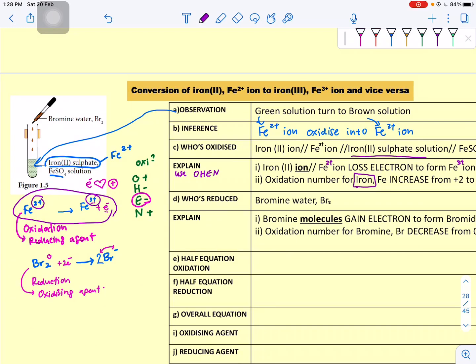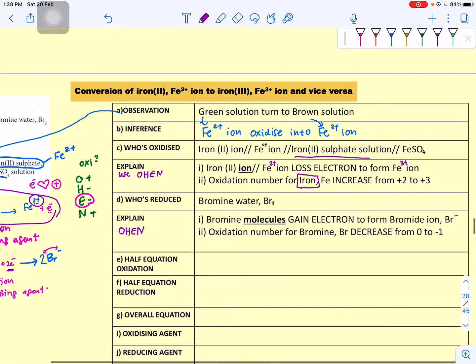Who undergoes reduction, or who is reduced? Who is reduced? Just now, we already found out. The answer is bromine water. For the reason, this explanation also uses OHEN. I choose to explain using E and N. Okay, E, what happened? Because bromine molecules gain. Why do I use gain? Because it is on the side of the electron. Gain electron to form bromide ion, Br-.